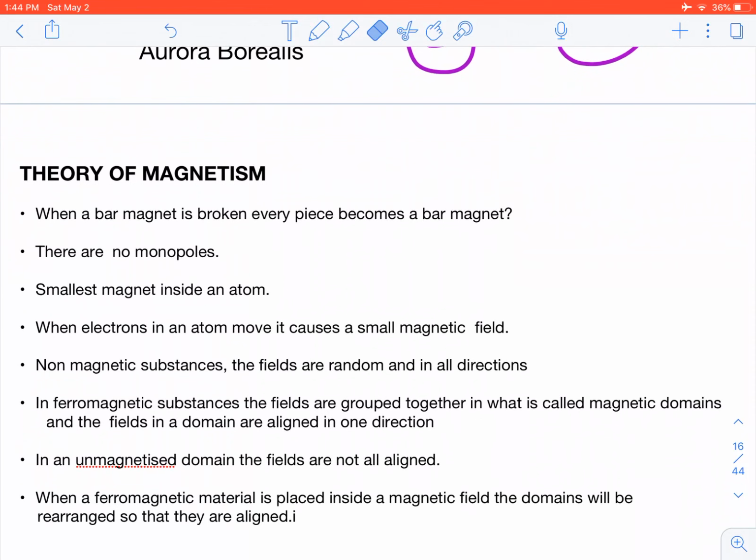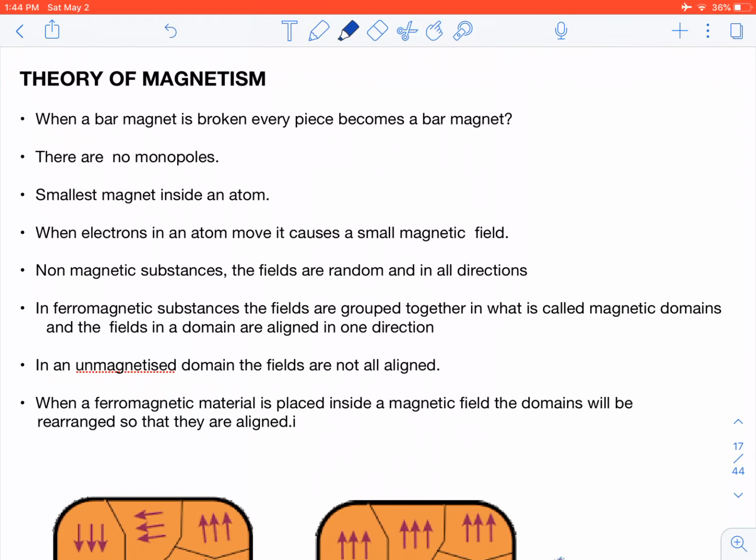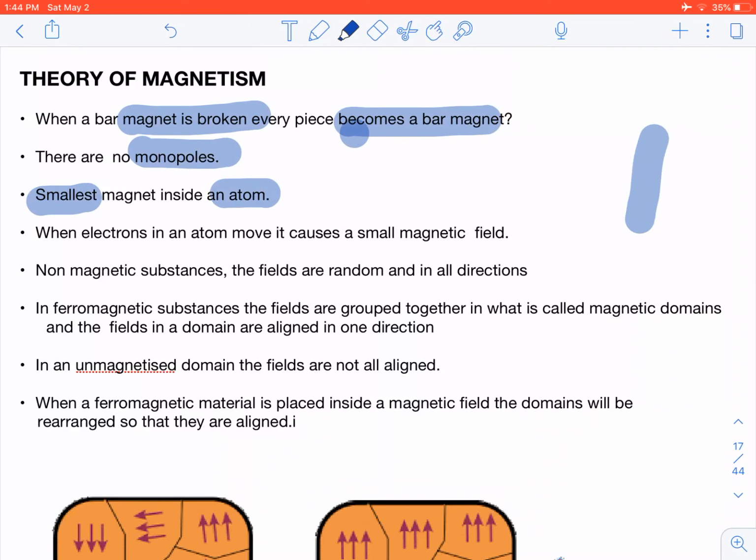And now let's briefly look at the theory of magnetism, which is not examinable, but we'll just go through it quickly. When a bar magnet is broken, every piece becomes a bar magnet. Like I said, you cannot take a bar magnet, break it in half, and get a monopole. There are no monopoles. The smaller pieces also have a north and south pole, and the smallest magnet is inside the atom.